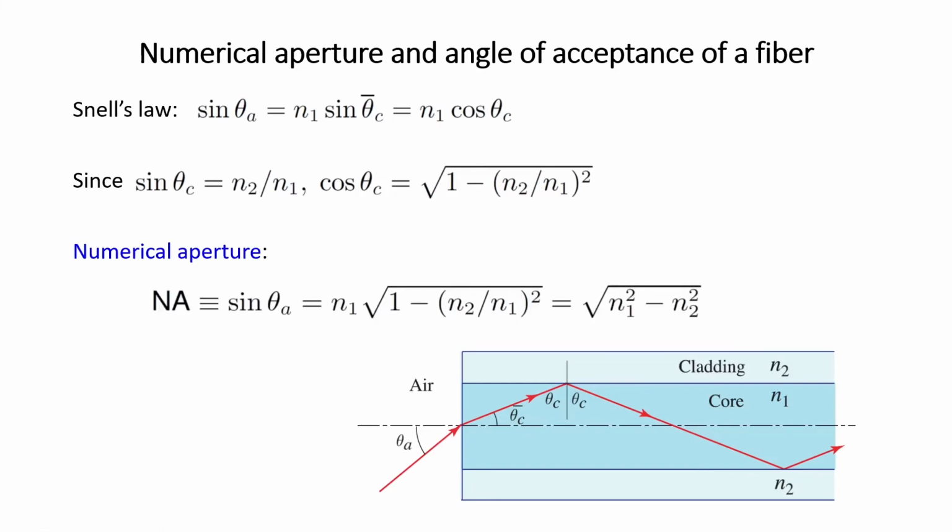So we can define a new quantity which is called numerical aperture, which is equal to the sine of theta A, or the acceptance angle. And using the previous relations, I can write it as N1 times cosine of theta c, which is N1 times the square root of 1 minus (N2 over N1) squared, which is simplified to this: the square root of N1 squared minus N2 squared.